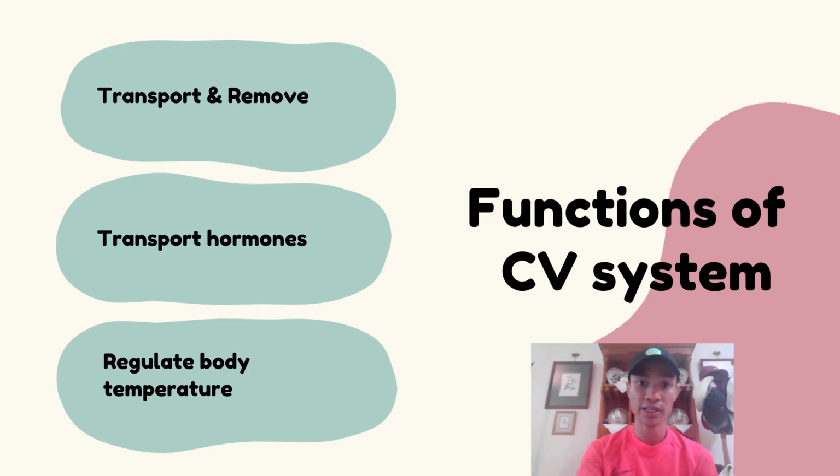As you can see on the slide, I already put in the key points. The first one is transport and remove, transport hormones, and maintain body temperature. It's not just that, actually. There are more functions of the CV system, like preventing dehydration.